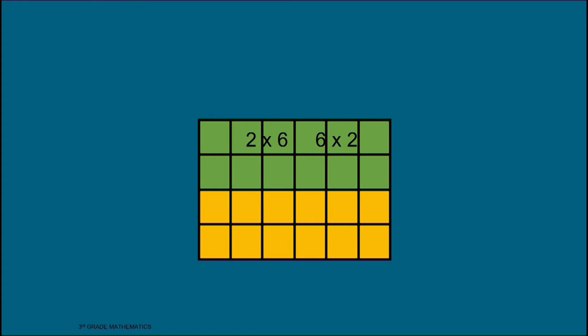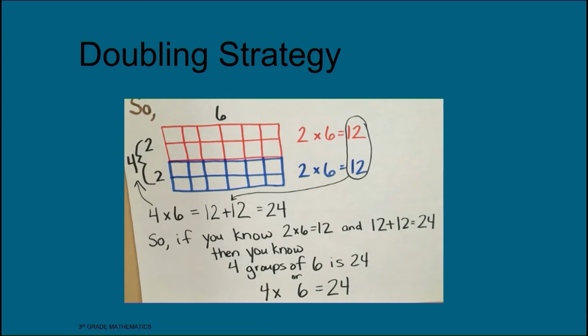Did you notice that the 4 by 6 is twice the size, or 2 times the size, or double the size of the 2 by 6? So let's look at this a little closer. Since we know that 2 times 6 is 12, we can then double the 12, or add 12 and 12, to get 24. So 4 groups of 6 is 24, and 4 times 6 equals 24. You can solve this problem by using the facts that you know from 2 times 6.